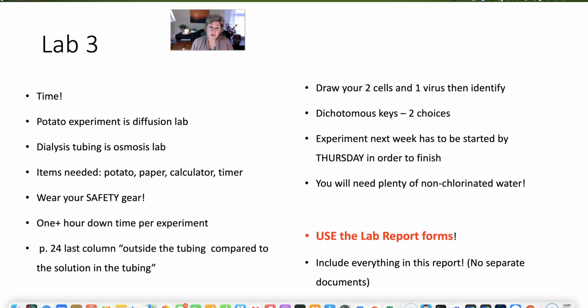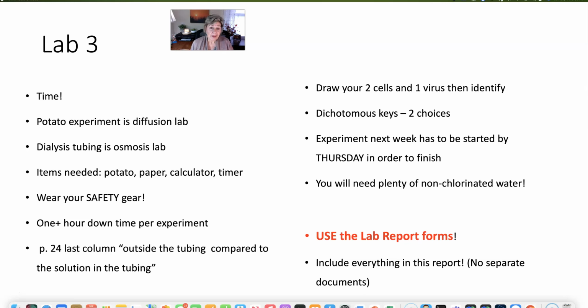Then if you choose DNA, is it a single-stranded piece of DNA or a double-stranded piece of DNA in this virus? And you choose which one it is. So that's a dichotomous key. Two choices, and you follow the path until you get your identification. It's very easy. You'll get the hang of it.